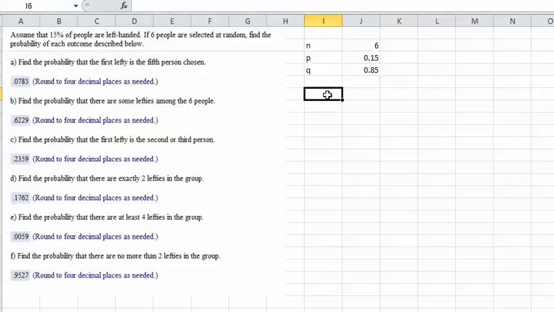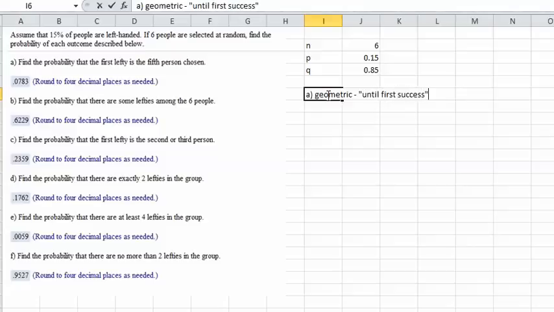But the first question, question A, is not actually a binomial question because they want to know the probability that the first lefty is the 5th person chosen. So because they want to know when will the first one occur, that's a geometric. And so we have a geometric. And you can recognize a geometric because it has language like until the first success.